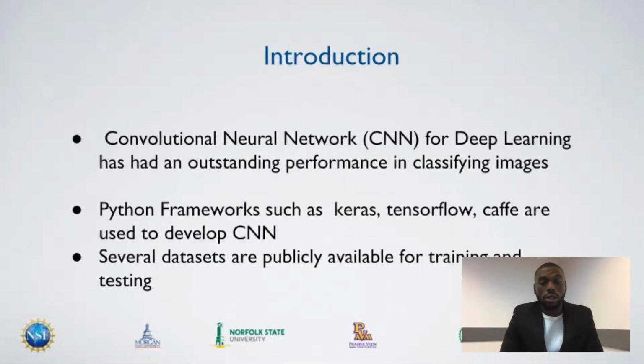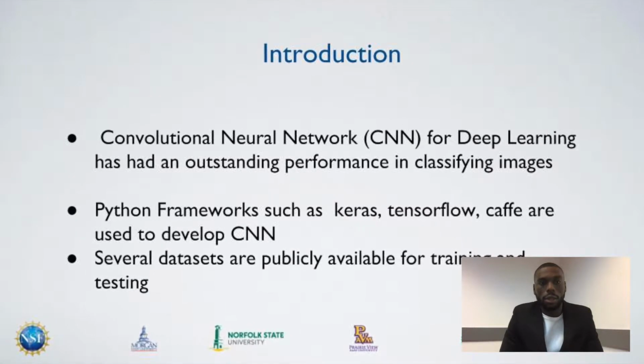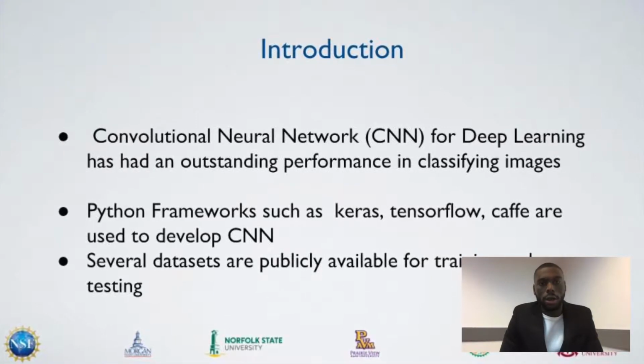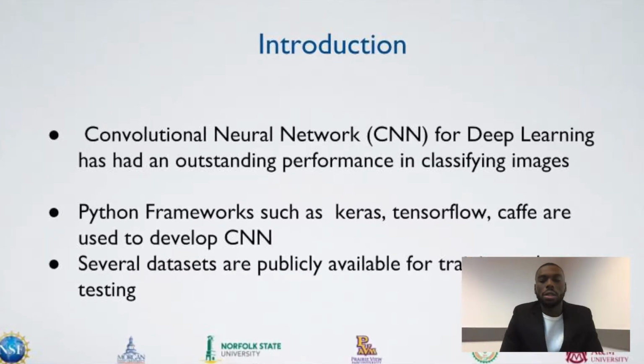In our project, we worked on an object recognition system using a convolutional neural network. Over the years, researchers have proven that convolutional neural networks have had outstanding performance in detecting objects. Researchers use Python frameworks such as Keras, TensorFlow, and Caffe to test and create CNN models.